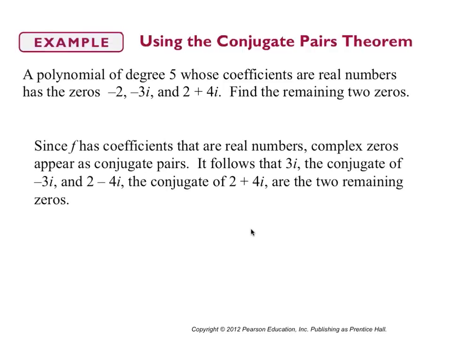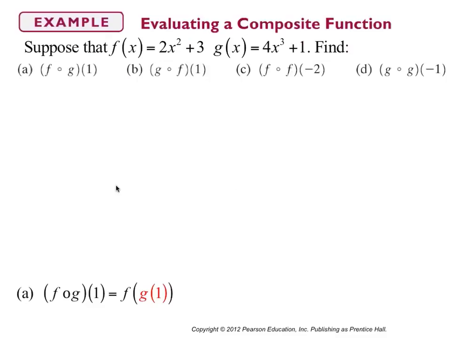Since f has coefficients that are real numbers, complex zeros appear as conjugate pairs, so they come in doubles. That means that if we have a negative 3i, we should also have a positive 3i, which is the conjugate, as a remaining zero. And since we have 2 plus 4i as one of our zeros, 2 minus 4i is going to be the other paired zero.